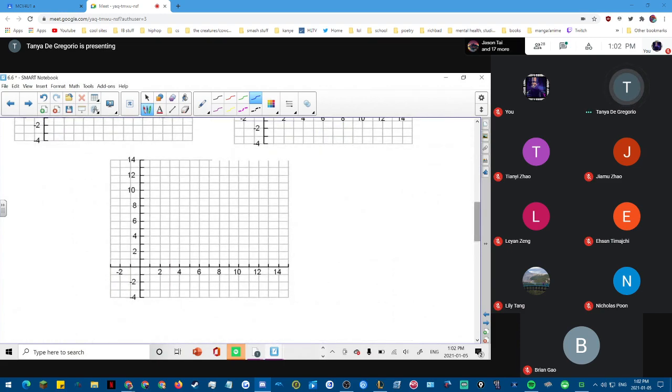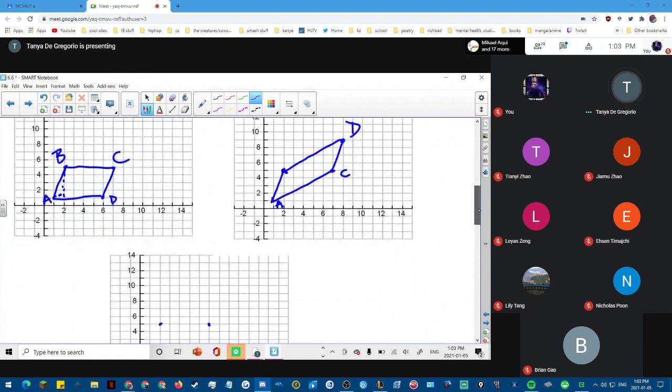What were my points here? 2,5. 1,1. 7,5. Okay, what do you guys think? What's another possibility? No one sees anything else?